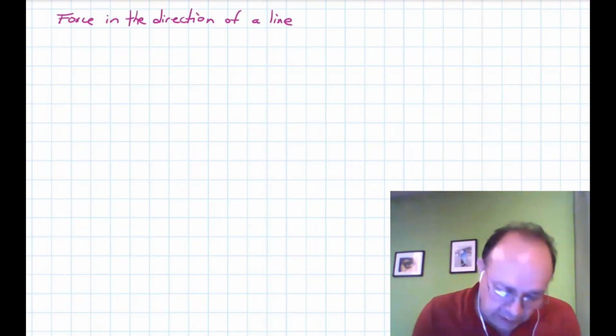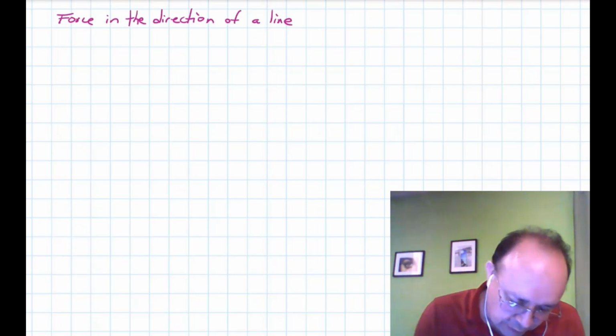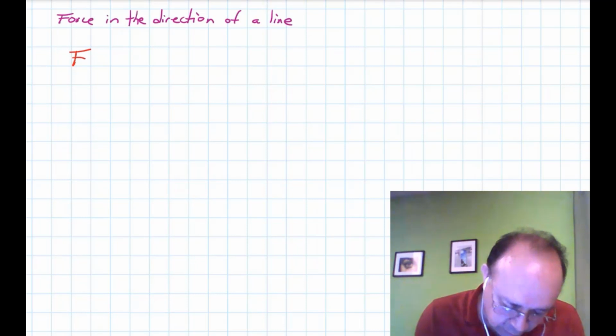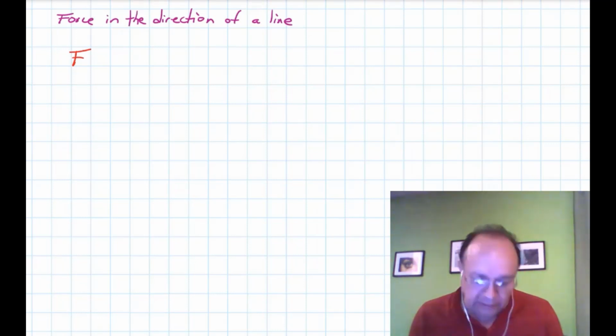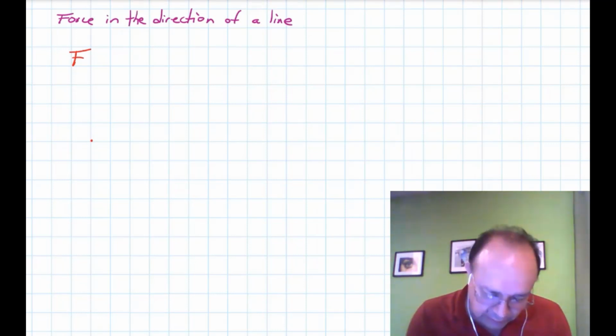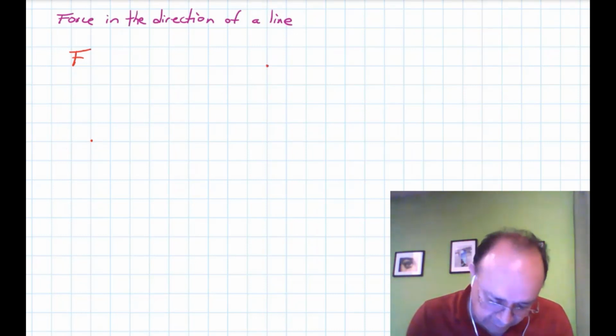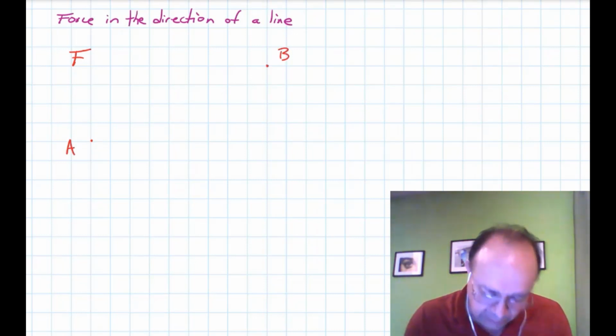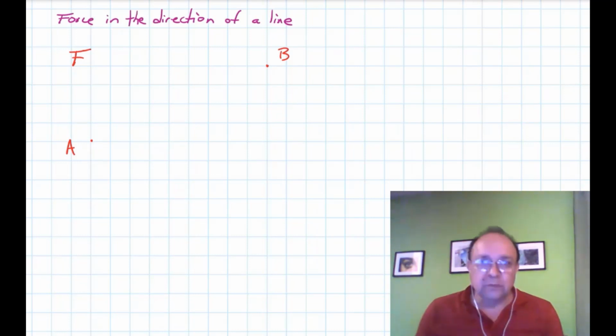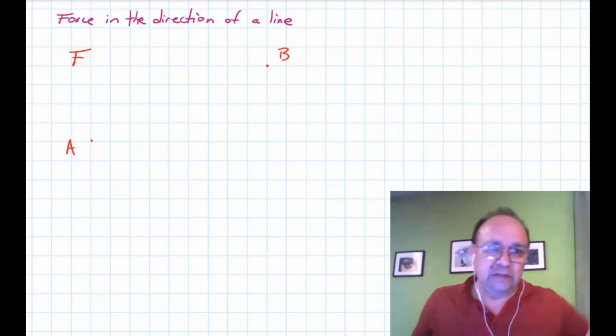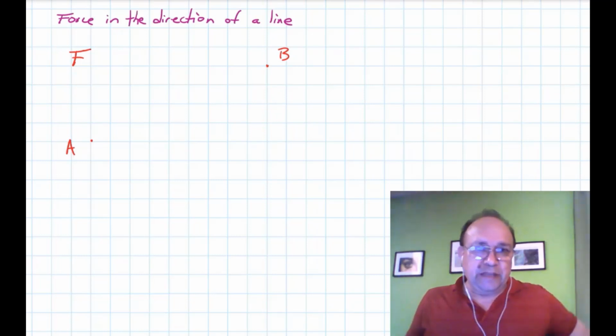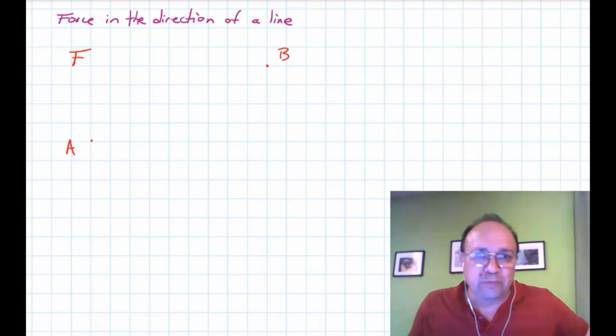So let's say that we have a force here of magnitude F, and they tell us that the force is directed from point A to point B. The direction of the force goes from A to B. We are required to find the rectangular components of this force in the space. So how do we proceed with this?